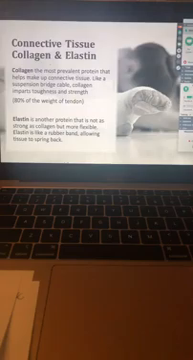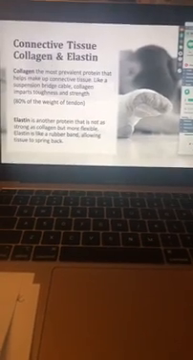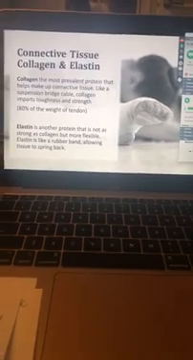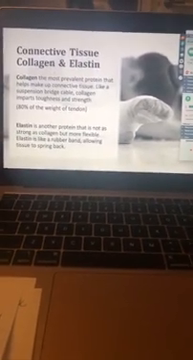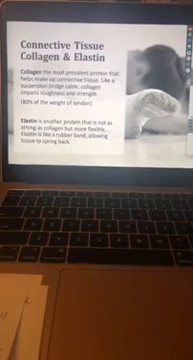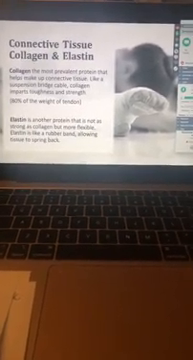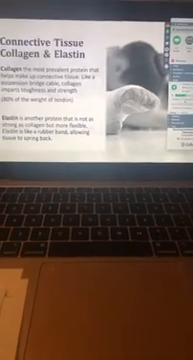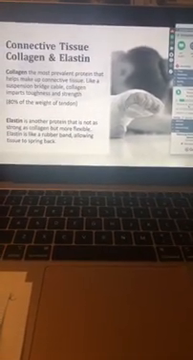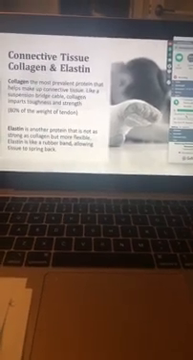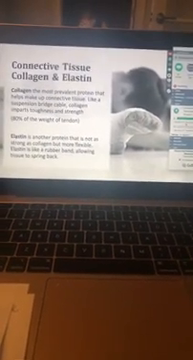Now, the two most common proteins that you will find in connective tissue are going to be collagen and elastin. Collagen is actually 80% of our tendons, of our fascia, of that connective tissue. It is what gives the strength. It's kind of like the scaffolding to our connective tissue. It is that bridge that is giving the foundation upon which the rest of the tensile strength can be built.